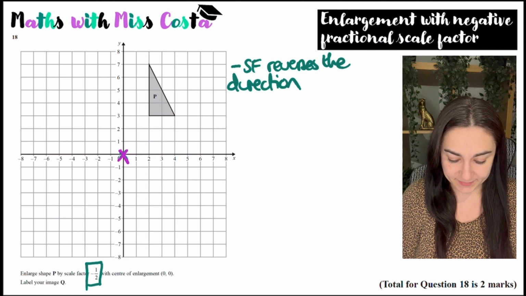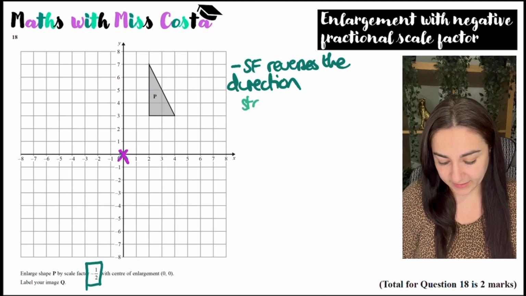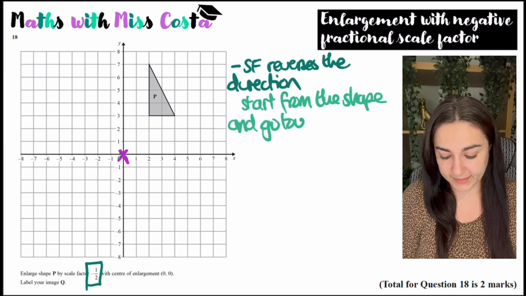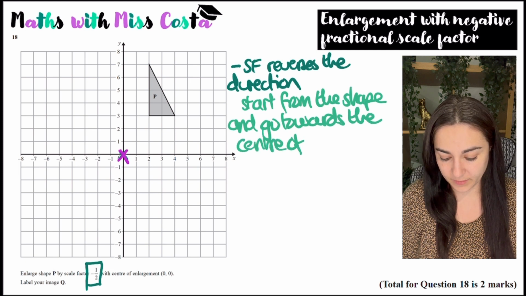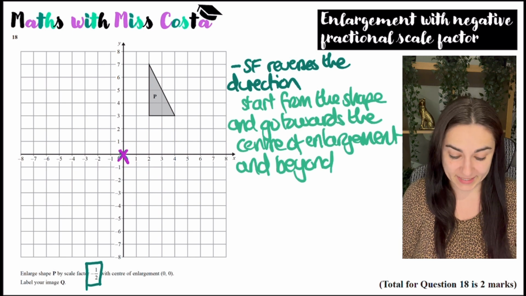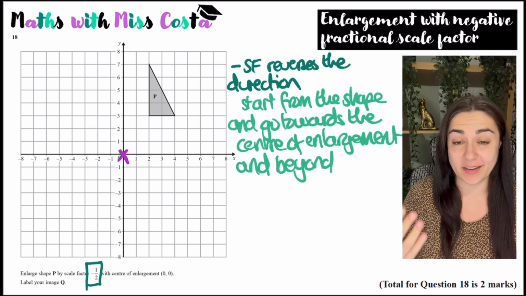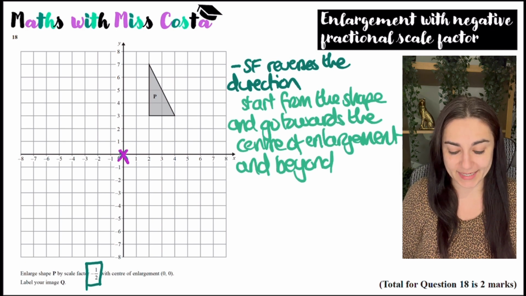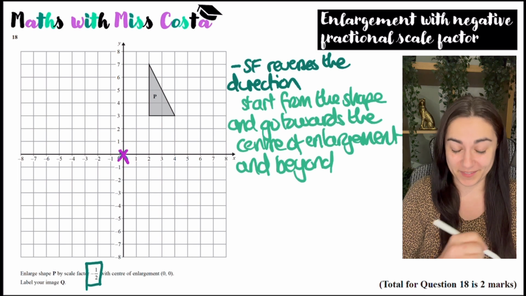Now, when it's a negative scale factor, what I do is I start from the shape and go towards the center of enlargement and beyond. Okay, so that's for the negative part. And then a fractional part, well, a half just means that whatever the shape is, it's now going to be a half of that. And whatever the distance from the shape to the center of enlargement is, it's going to be half of that on the other side.